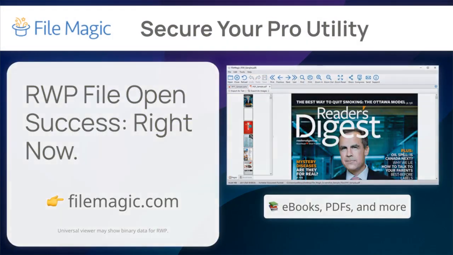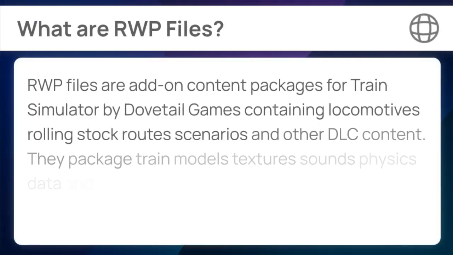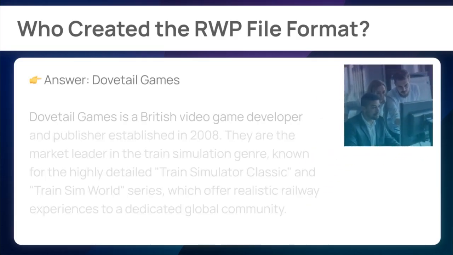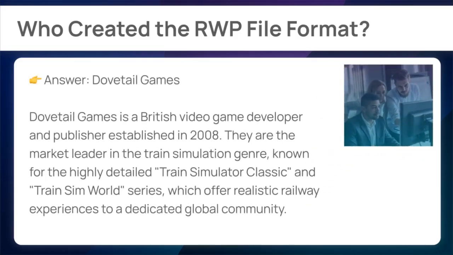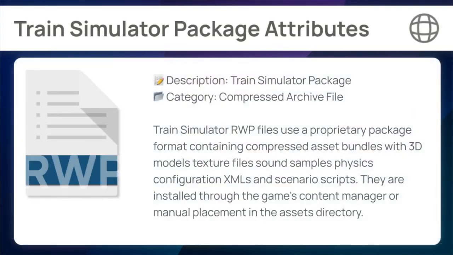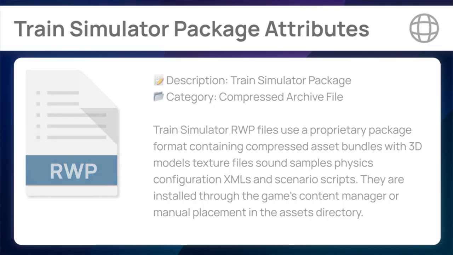Here's a sneak peek. RWP files are add-on content packages for Train Simulator by Dovetail Games, containing locomotives, rolling stock, routes, scenarios, and other DLC content. They package train models, textures, sounds, physics data, and route information for installation into the simulation. Train Simulator RWP files use a proprietary package format containing compressed asset bundles with 3D models, texture files, sound samples, physics configuration, XMLs, and scenario scripts. They are installed through the game's content manager or manual placement in the assets directory.